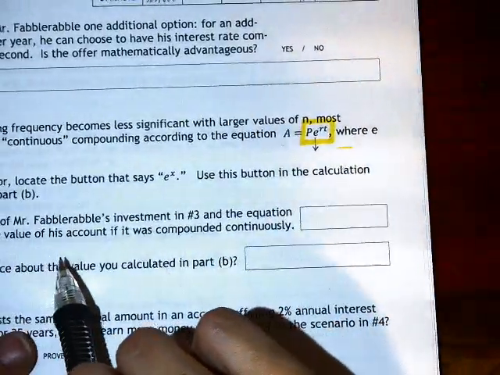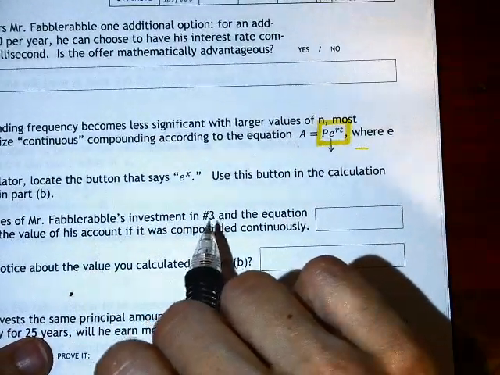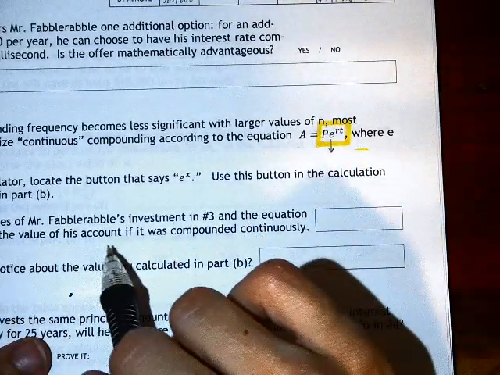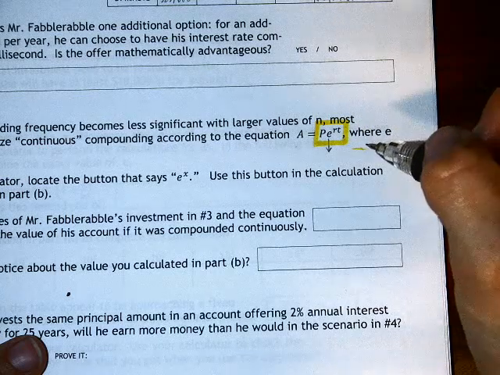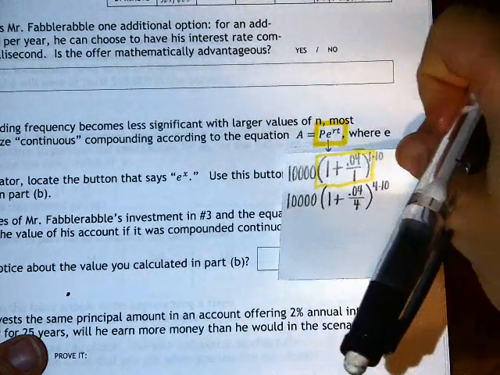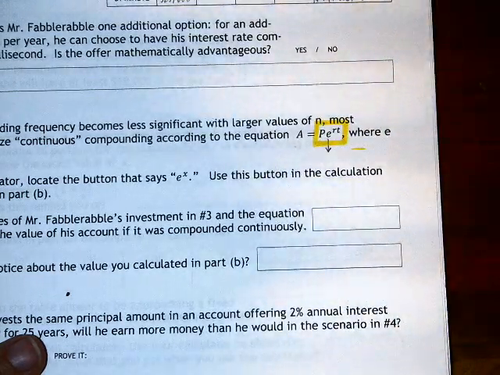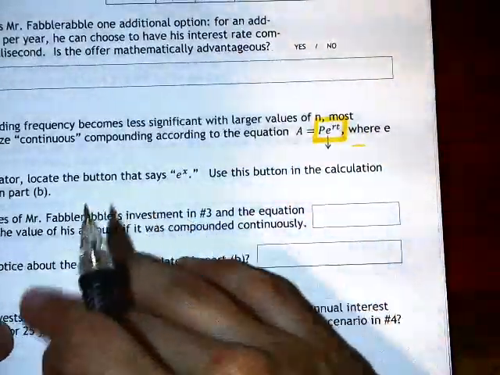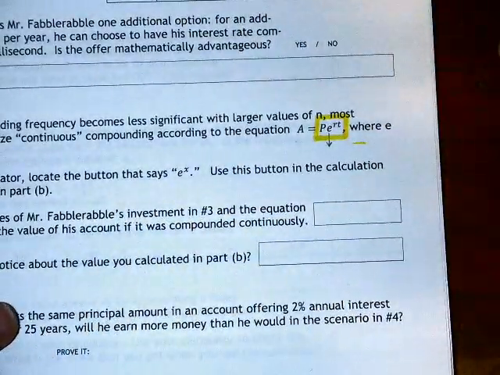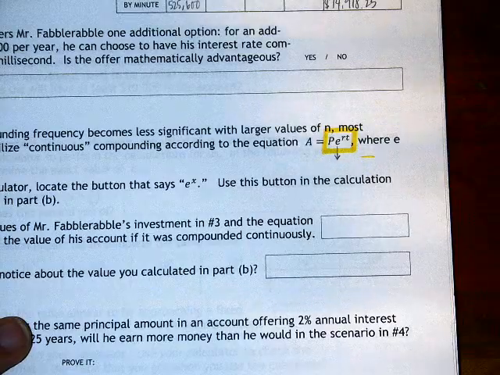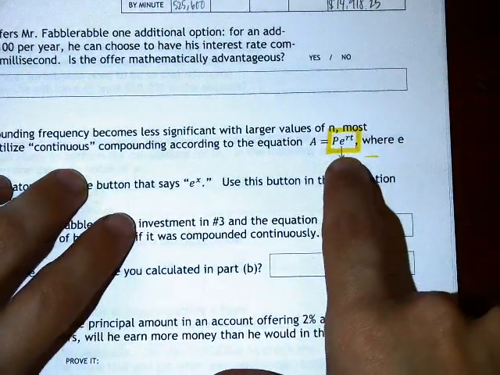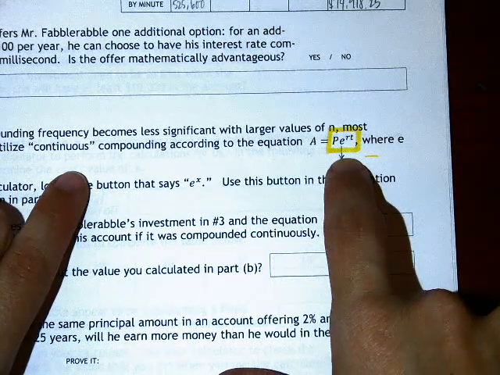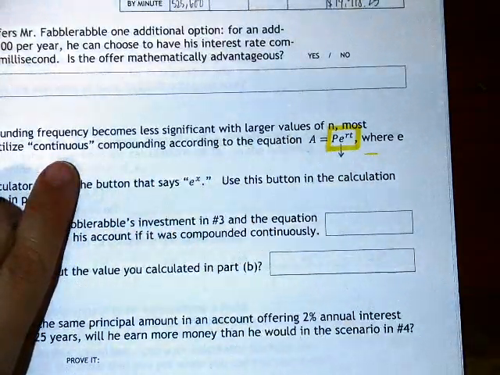Now it says using the values of this guy's investment in number 3 and the equation above, let's see what would happen if we use the banking equation, PERT, instead of the long complicated formula to say, all right, what if we just compound all the time? The thing about PERT that I should have mentioned before I started going off on this little tangent is that PERT is meant for what we call continuous compounding.